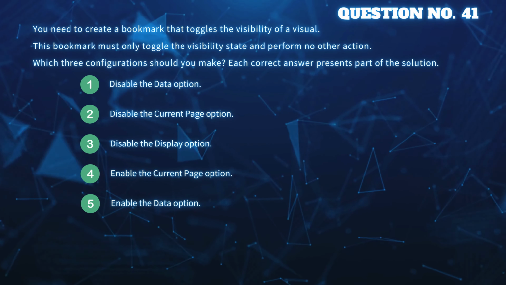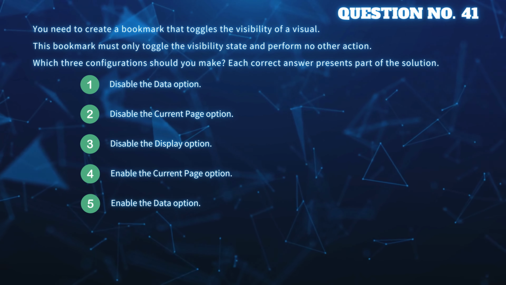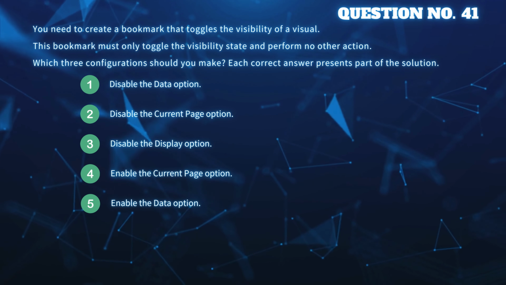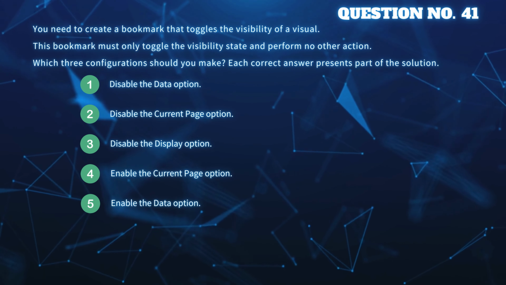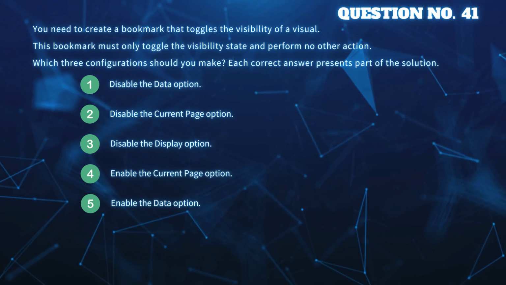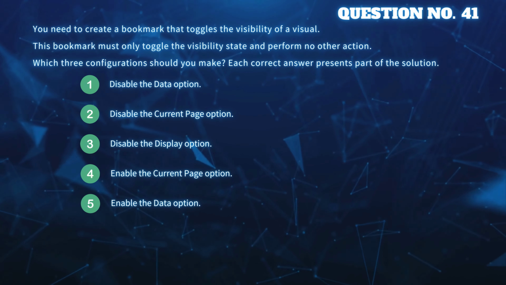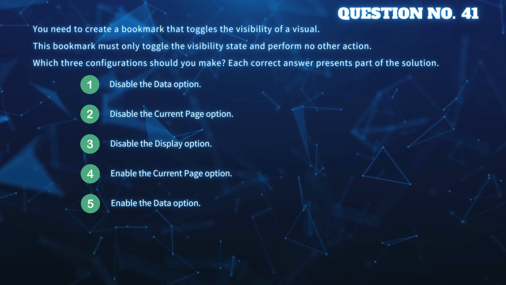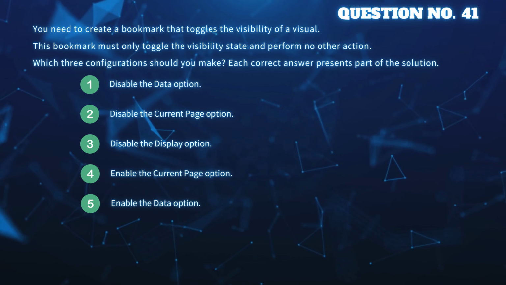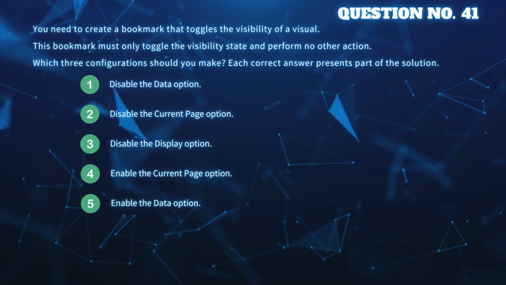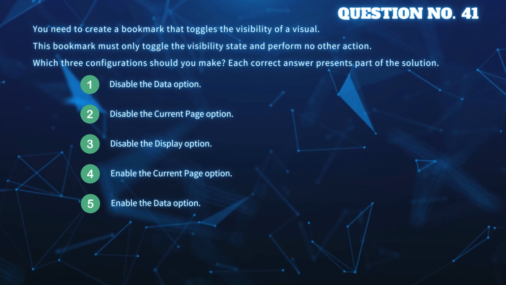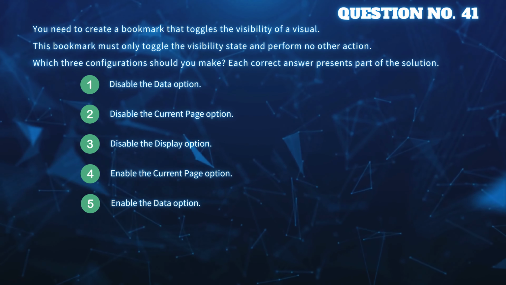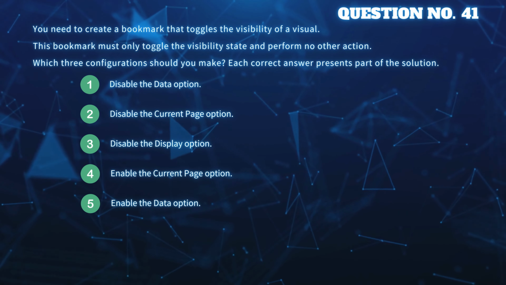You need to create a bookmark that toggles the visibility of a visual. This bookmark must only toggle the visibility state and perform no other action. Which three configurations should you make? Each correct answer presents part of the solution. Option 1, disable the data option. Option 2, disable the current page option. Option 3, disable the display option. Option 4, enable the current page option. Option 5, enable the data option.